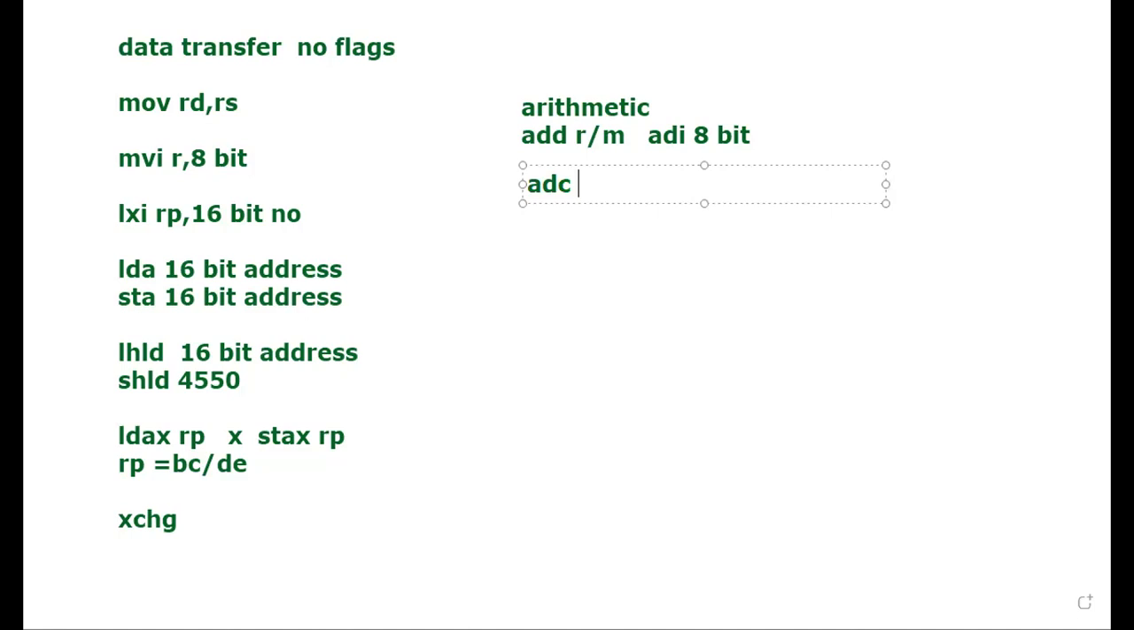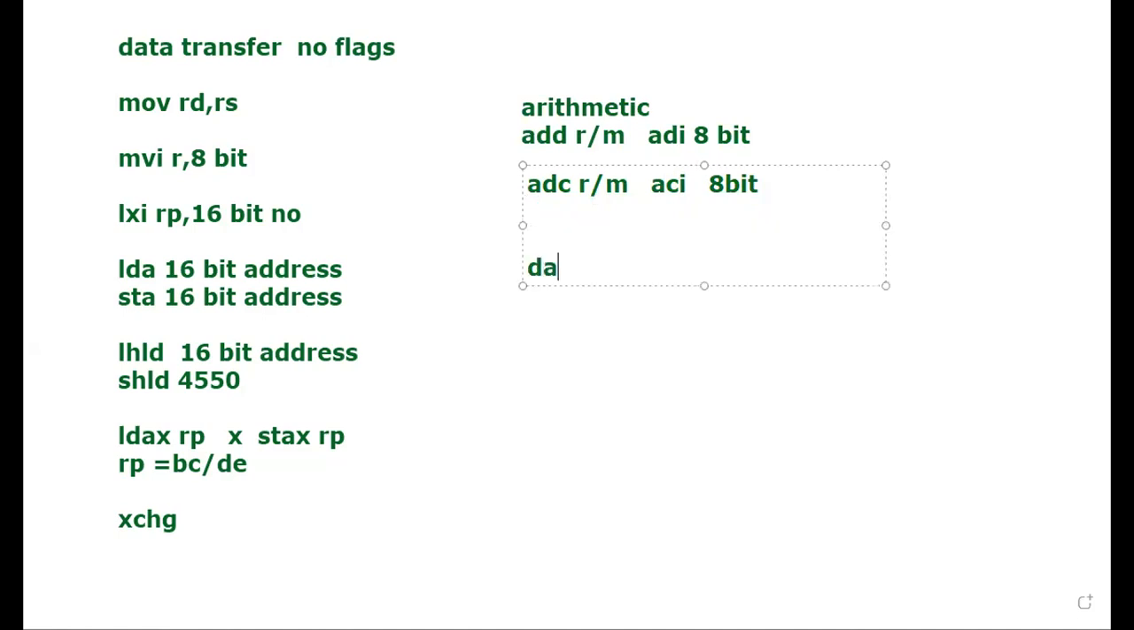Then if it is ADC R or M or ACI 8-bit number, what it does is the contents of the accumulator will be added with carry. So whenever you want to add bigger numbers, for example, instead of 8-bit numbers, if you want to add 16-bit number, 24-bit number, 3 byte number, तेव्हा तुम्हाला प्रिव्हियस कॉलम मधनं कॅरी येणार आहे. So तो कॅरी सुद्धा ऍड करावा लागतो. There you are using this, so plus there will be the previous carry. So that is nothing but the difference between ADD and ADC.